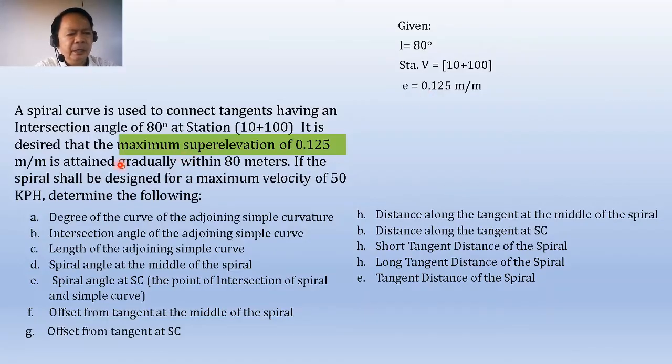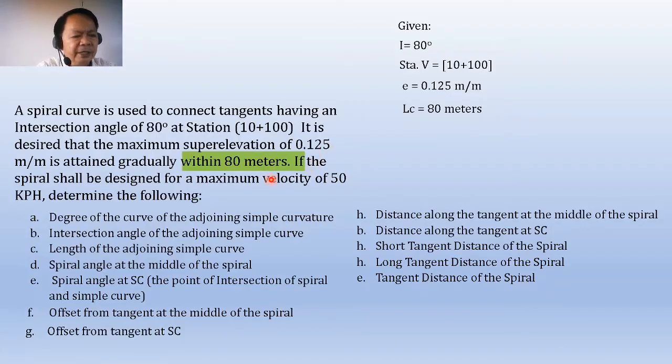And when we say attained gradually within 80 meters, we're actually referring to the length of the spiral. Okay, that is the distance that will connect the tangent to the spiral and the spiral to curvature. And we call this as L sub C.